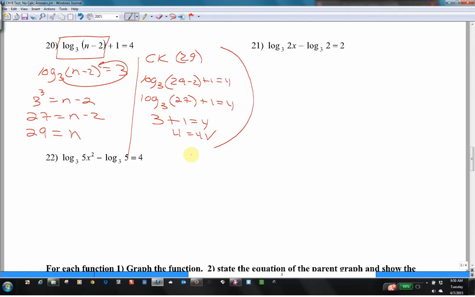The next one, we're going to have to combine those two logarithms, because what I have is a log minus a log equal to a number, so there's no way I could get that to be log equal to log. So that'd be log base 3, and since there's a subtraction there, the 2x would be the numerator and this 2 would be the denominator. Okay, so that's going to simplify. Log base 3 of x is equal to 2. So I've got 3 squared is equal to x. 9 is equal to x. So you can check that.